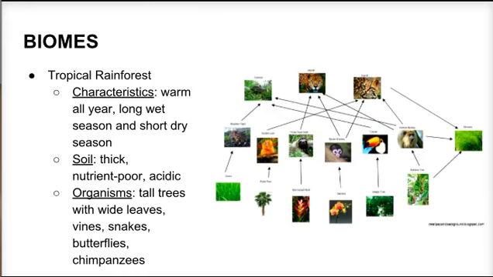The tropical rainforest is the biome that everyone typically wants to research because of its complexity and vast number of species. It is characterized by warm temperatures all year round, a long wet season, and a short dry season. Because it is almost always wet, the soil is typically very poor in nutrients. Most of the nutrients get filtered out as the rain falls.